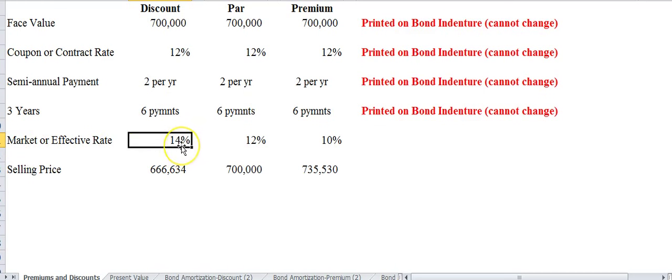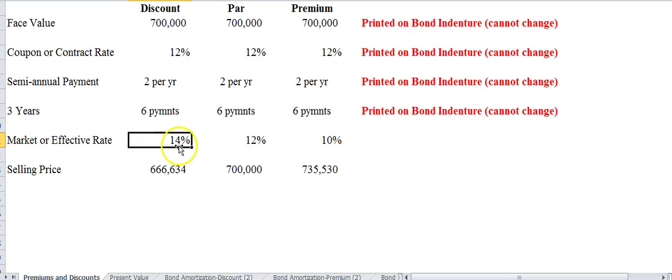If you're an investor and you have a choice between two bonds that are equally risky, they have equal credit ratings, one pays 12% and one pays 14%, which one are you going to buy? Obviously, you're going to buy the one that pays 14% because you want the one that pays the higher rate, right? So this is the market rate.